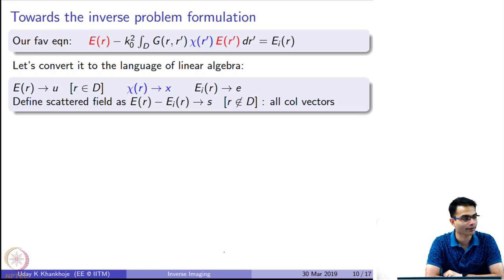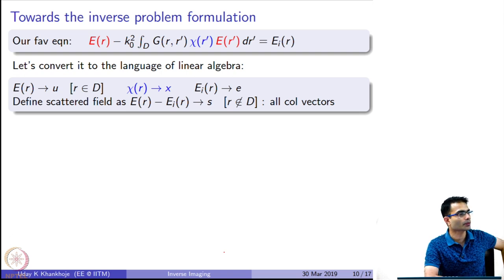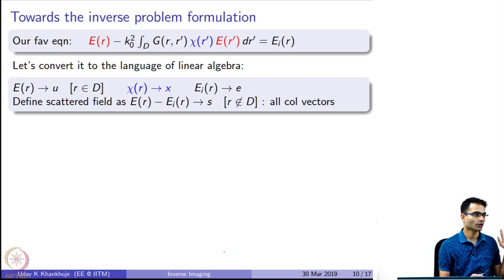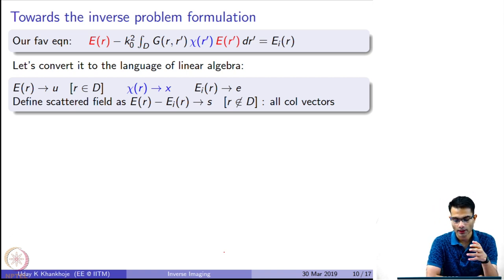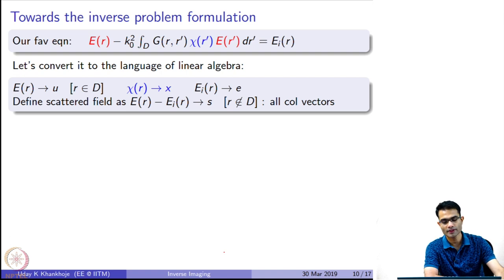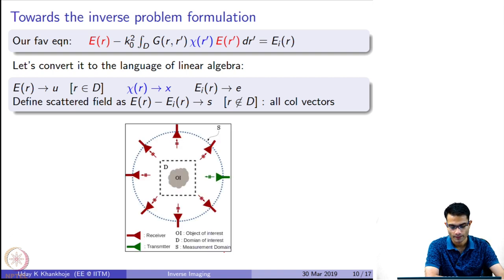What is given to me is the scattered field, right? Now this domain was capital D. Do I know the scattered field inside the domain or outside the domain? Outside the domain, obviously, because it's a non-invasive method. I cannot go inside the domain and measure field. So I have this electric field that is measured only outside the domain. So what is scattered field? Total minus incident, right? So E minus EI is being recorded into a column vector S, okay? Of course, R should not belong to D. So all of these are complex valued column vectors, okay? Straightforward. This is my domain again. So S is the ring of receivers and D is the domain of interest, okay?